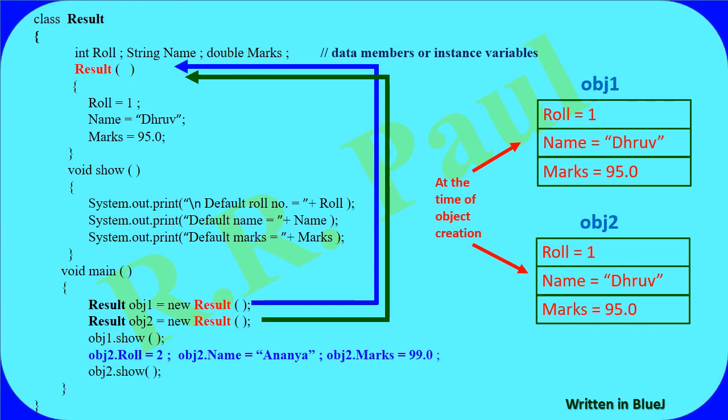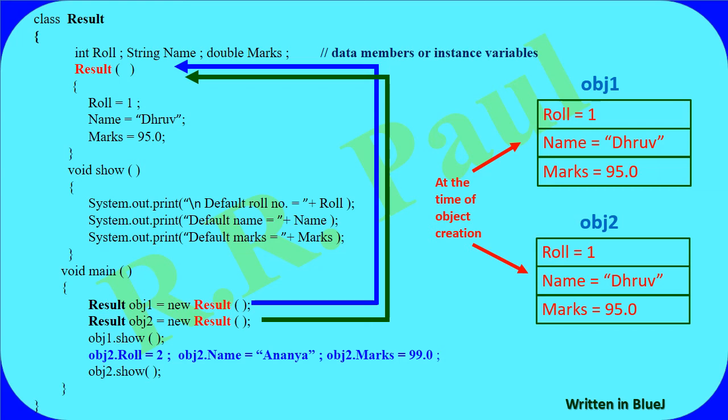When obj1.show is executed, then show function displays the values of roll, name and marks. And which values will it display? The values which are associated with the calling object obj1. So the value of roll will be printed as 1, the value of name will be printed as Dhruv, and value of marks will be printed as 95.0.